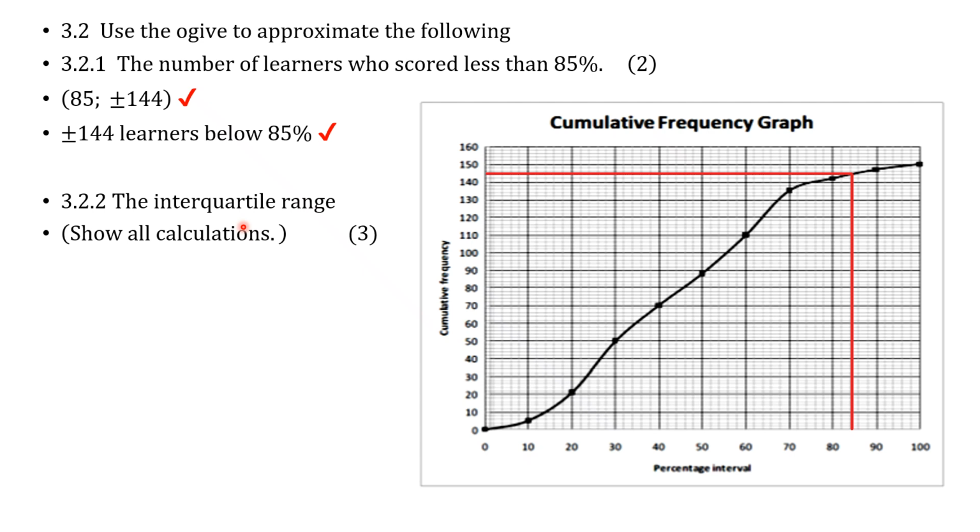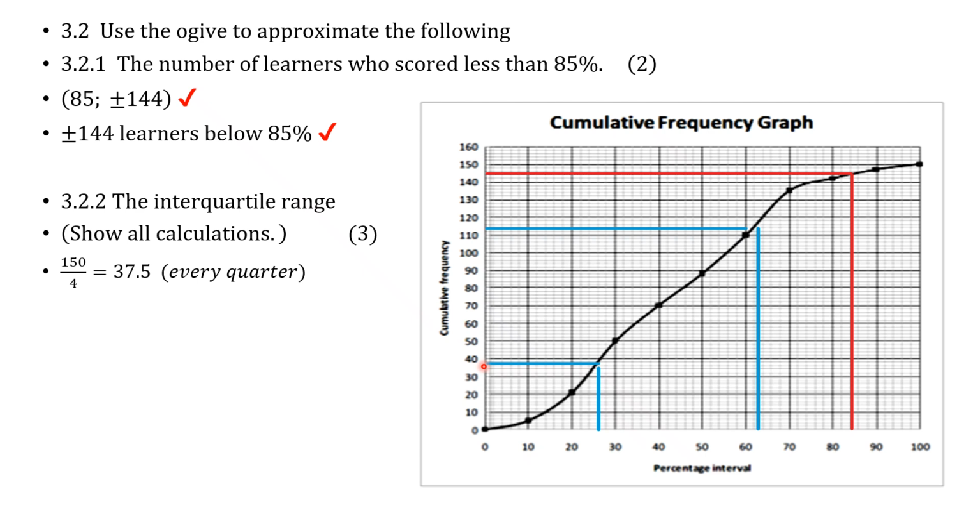3.2, they want the interquartile range, right? So to get the interquartile range, it means I'm going to divide my data into quarters, right? So from 0 to 150, I have 150 learners. To divide that into quarters, to get to a quarter, I divide by 4. So every quarter is 37,5. So what I mean is 37,5 is where quartile 1 would be.